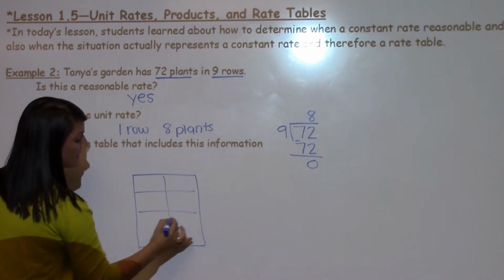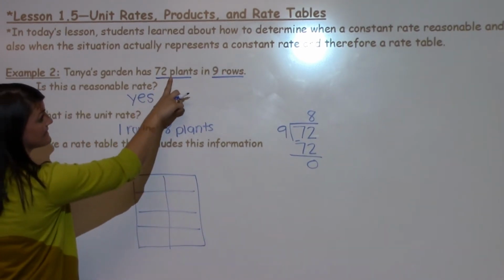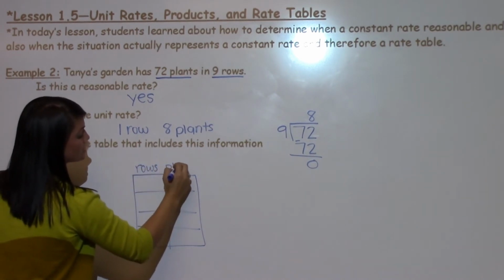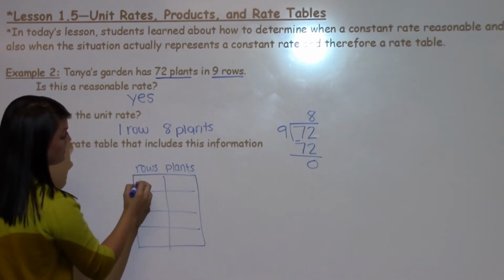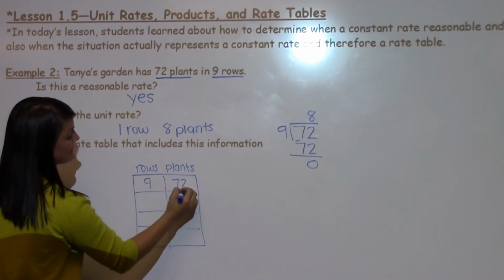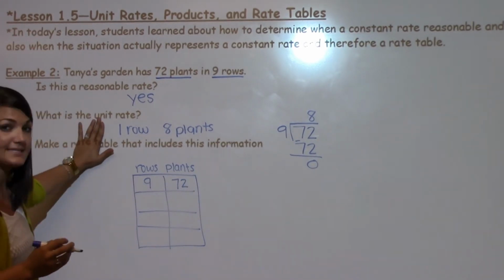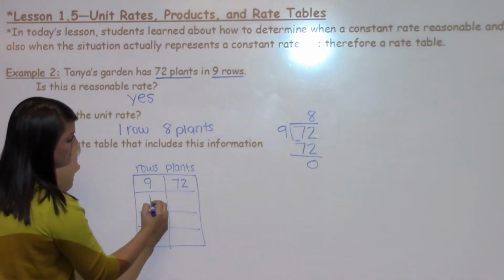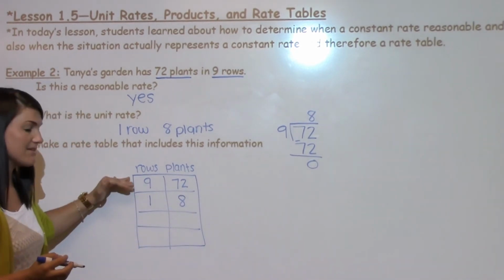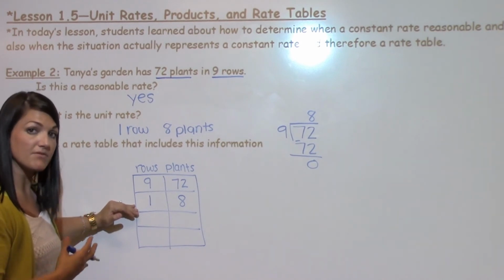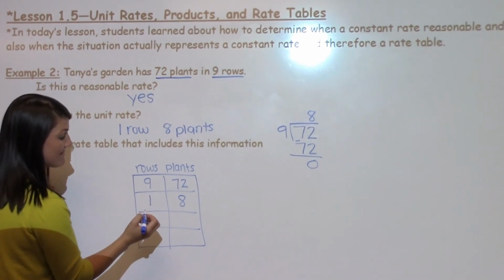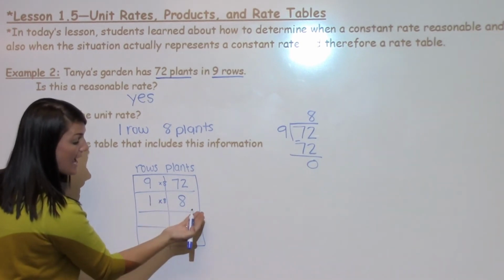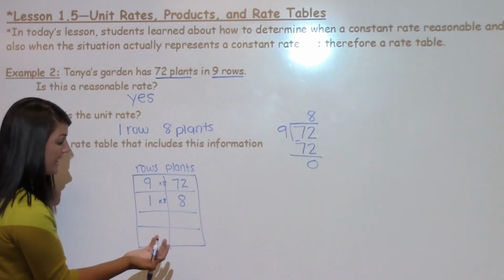Now, because the information was given to me as 72 plants in 9 rows, I'm going to go ahead and start with that information in my table. 9 rows is 72 plants. I already did the math to figure out how many would be in 1 row then, so I can put that next. Even though it's out of order, the same information is being given because I have that constant rate of times 8, or if we're moving the opposite direction, divided by 8.